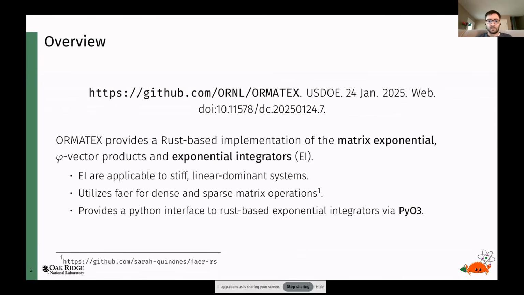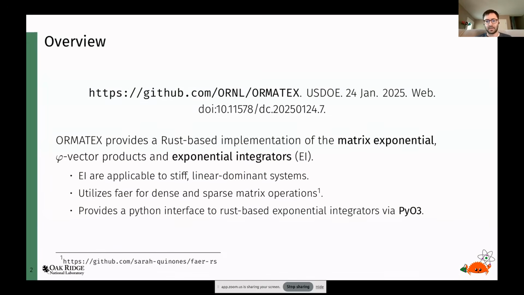We recently published a package called ORMATEX. This stands for the Oak Ridge Matrix Exponential Toolkit. It is a mixed package implemented both in Rust and some prototyping in JAX and Python. Currently, the Rust implementations of the exponential integrators are active work in progress, and we're adding higher order exponential integrators kind of as we speak. It's active work.